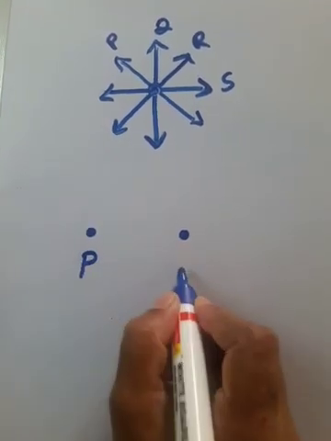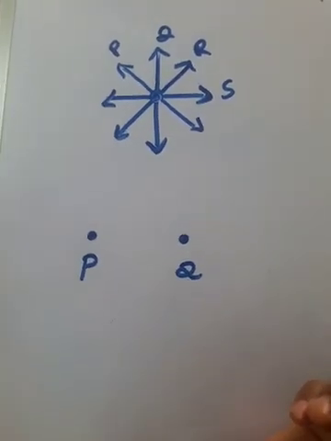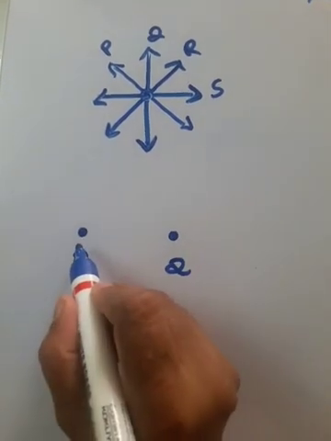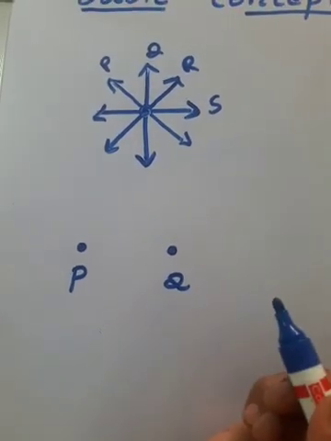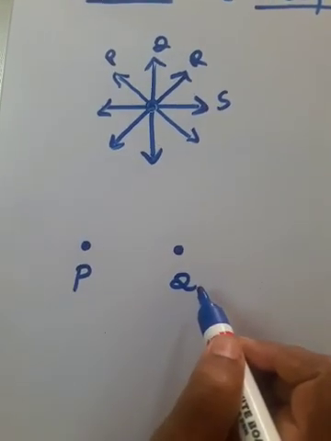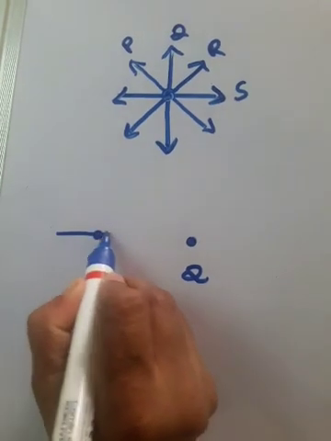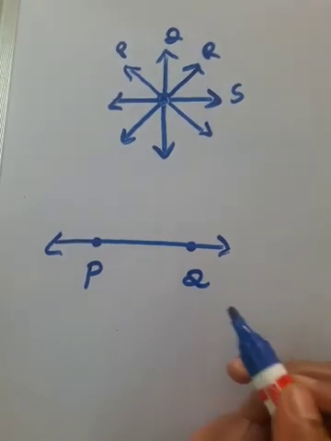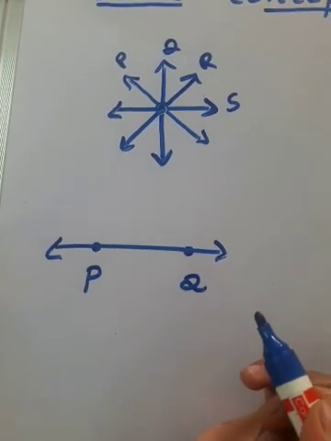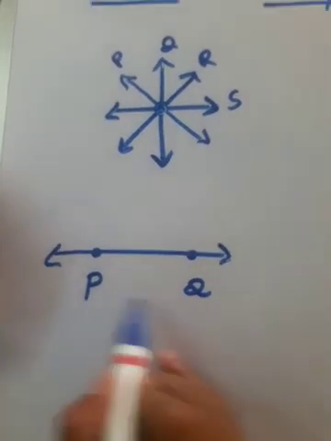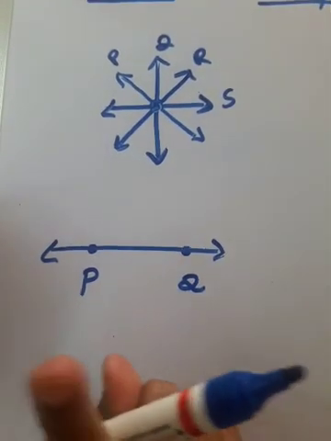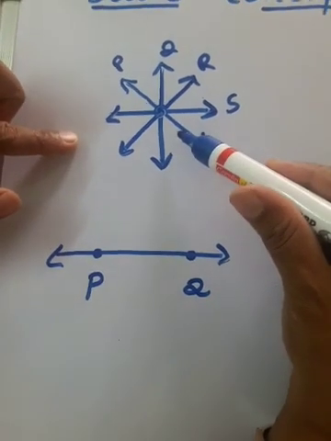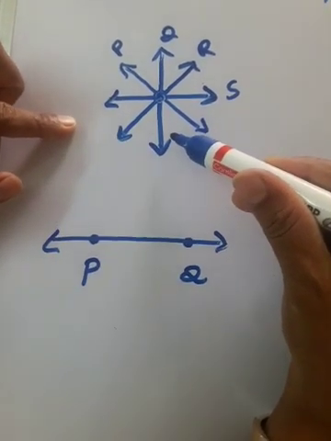Now next, take 2 points. So this is P and this is Q. How many lines can be drawn through these 2 given points? How many lines can be drawn? 1 and only 1 line can be drawn through any 2 given points. Okay, so through any 2 given points we can draw only 1 line. But through a single point we can draw infinite number of lines.